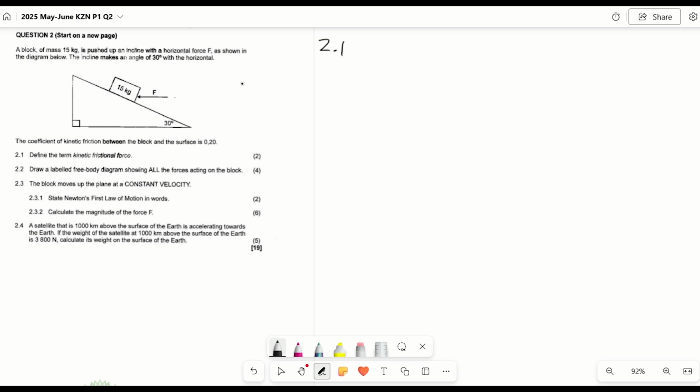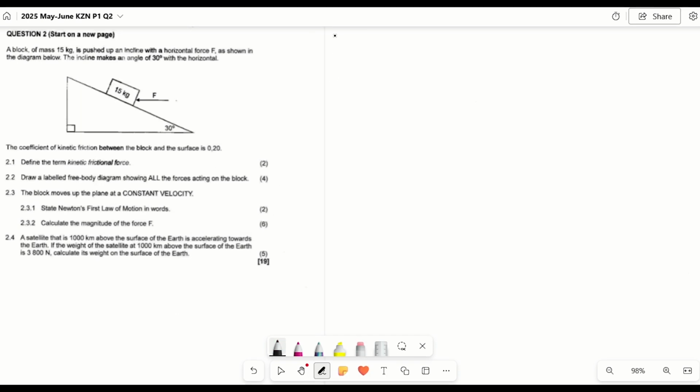Kinetic frictional force is the force that opposes the motion of a moving object relative to a surface. Then, question 2.2, we're asked to draw a labeled free body diagram showing all the forces acting on the block.